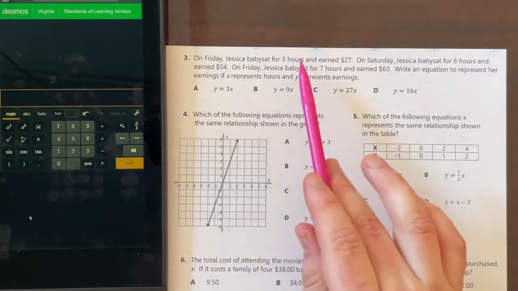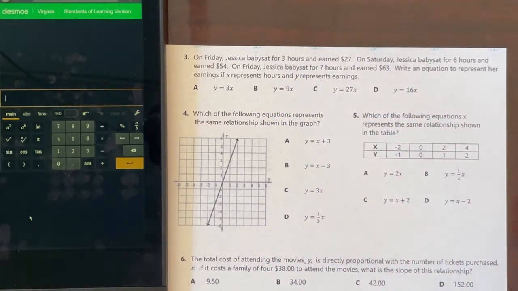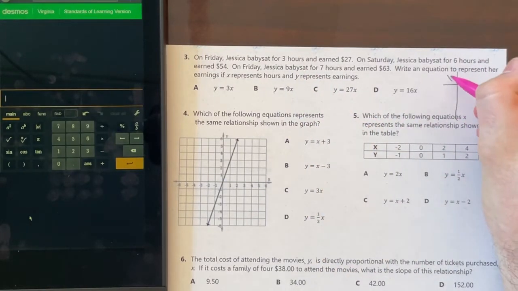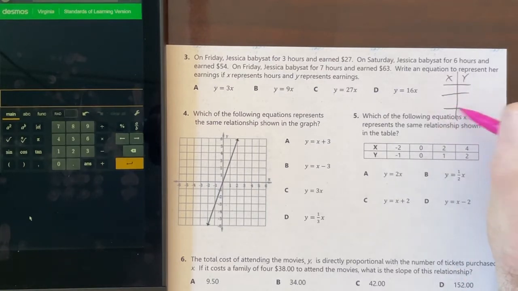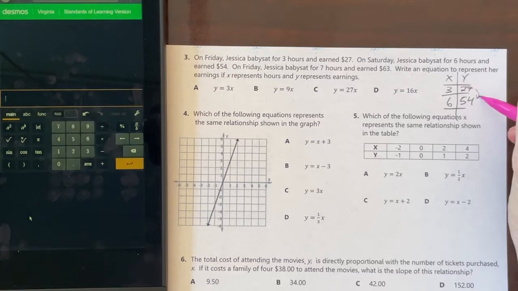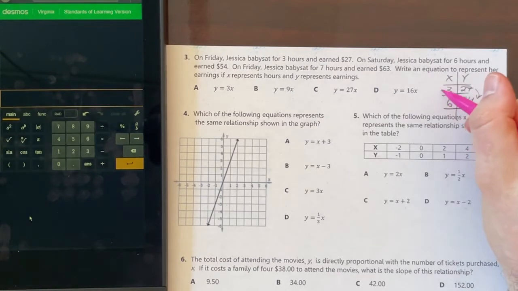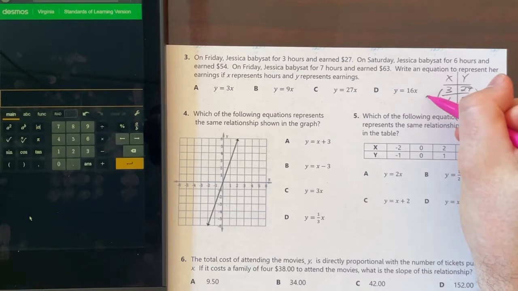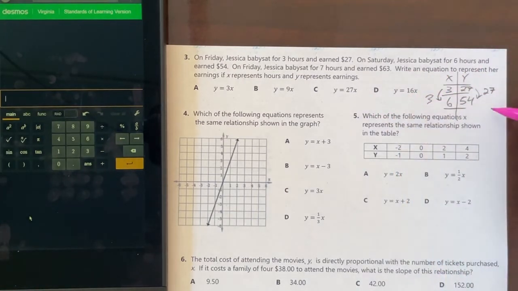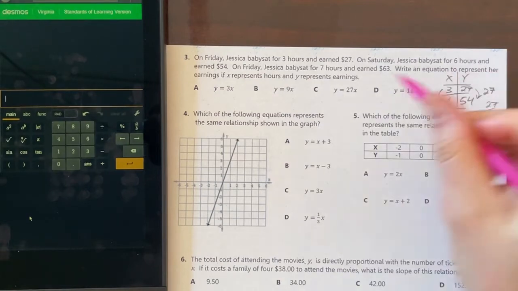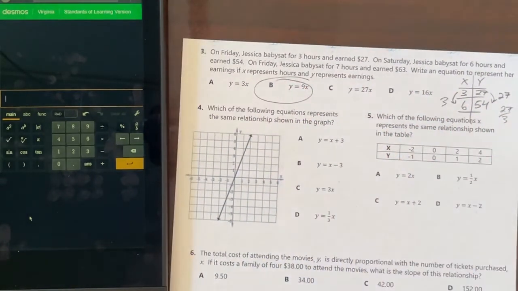So just being able to see maybe some options here. Let me maybe even make a table. I could say x and y. Again, I had a couple of values, but it said 3 hours is $27, and how about 6 hours? 6 hours is $54. So what is my change in y? Change in y is 27. Change in x is 3. So I'd have 27 over 3. 27 over 3 is going to be the same as 9. So I'd say y equals 9x.